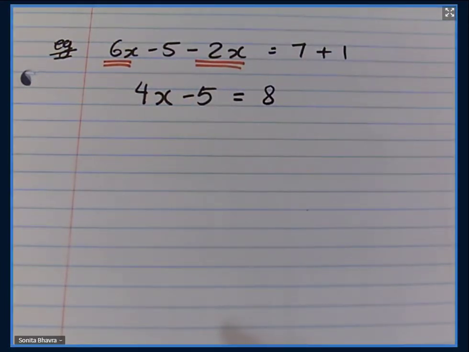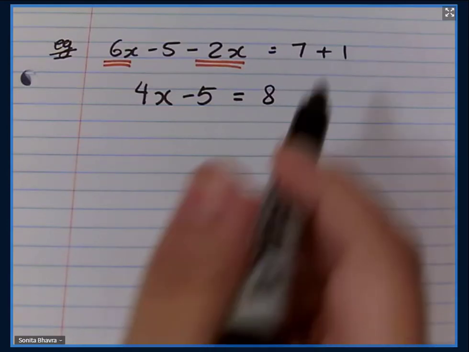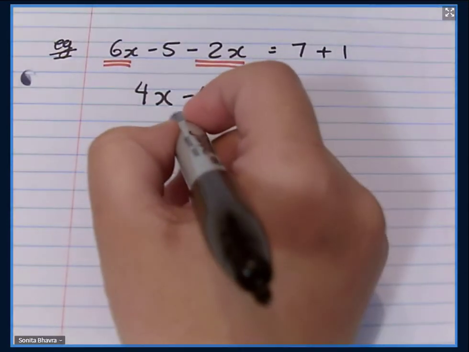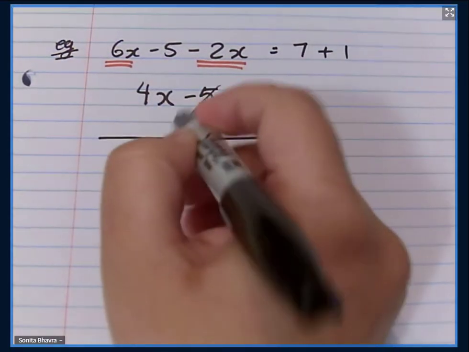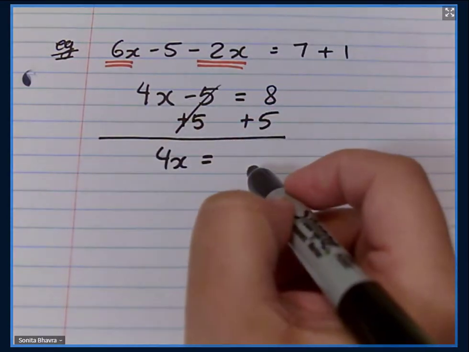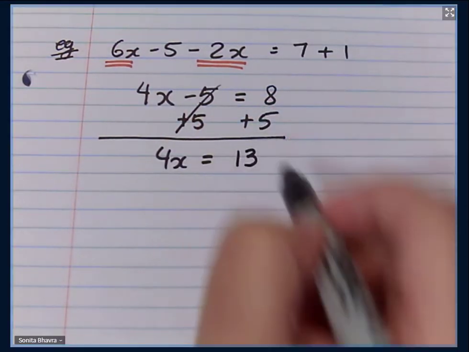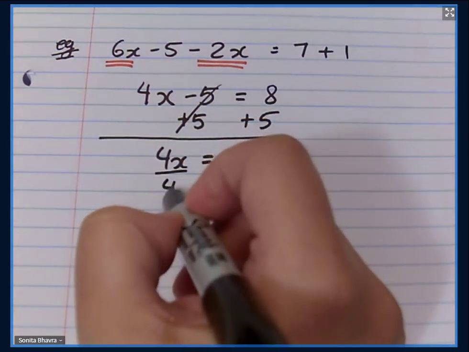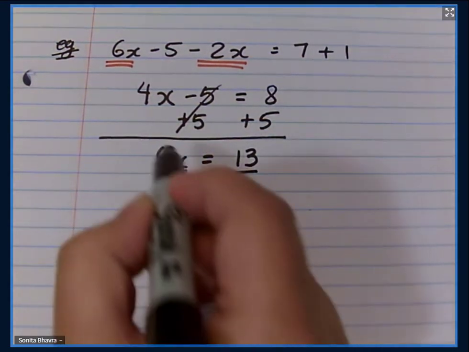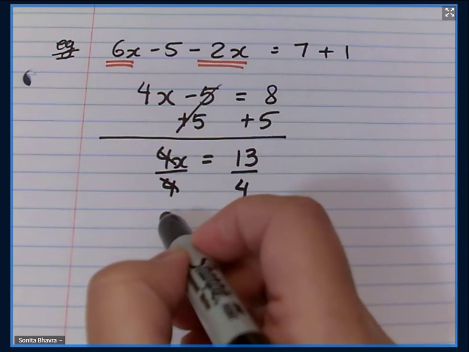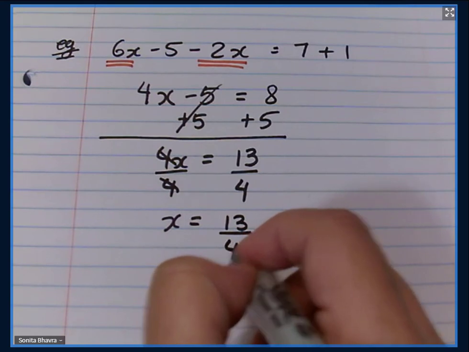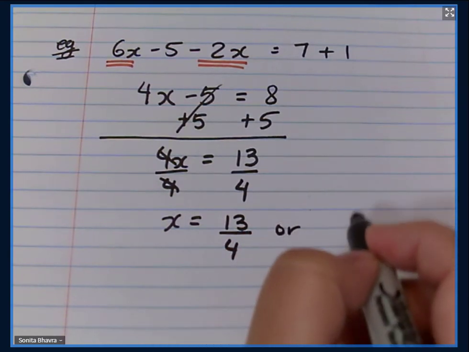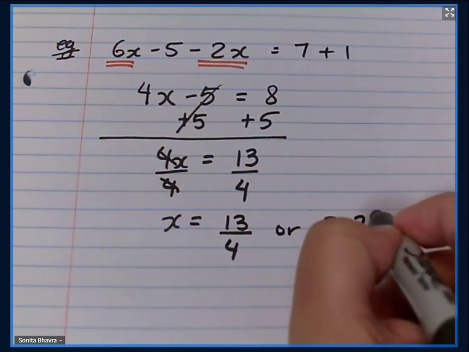All right, so now we can continue with our opposite operations to solve for x. So we have minus 5 here. We'll do the opposite. We'll add 5 to both sides. That leaves me with 4x is equal to 13. And lastly, we just have to divide by 4. 4x divided by 4, that's 1x. So x is equal to 13 over 4. Or you could put that into your calculator and get the decimal answer, which is 3.25.